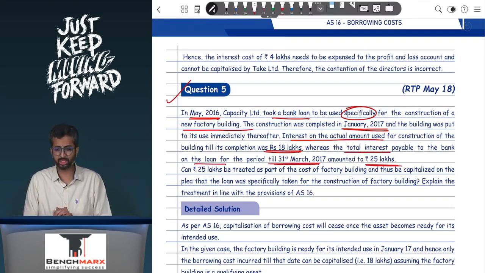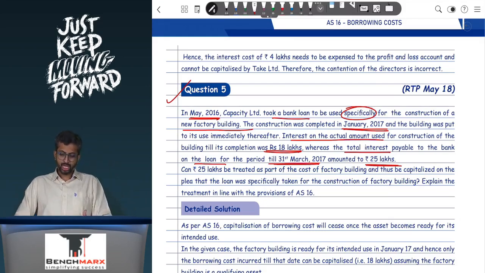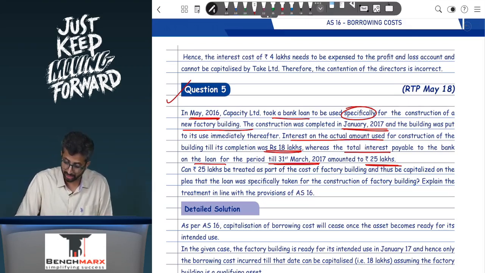Now, after the building is ready for use, there might still be certain interest, but you will only capitalize till the time the building is ready for use, not beyond that. Can 25 lakhs be treated as a part of the cost of the factory building and thus be capitalized on the plea that the loan was specifically taken for the construction of the factory building? The answer is no. Explain the treatment in line with the provisions of AS 16.